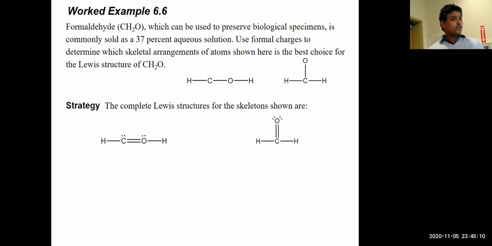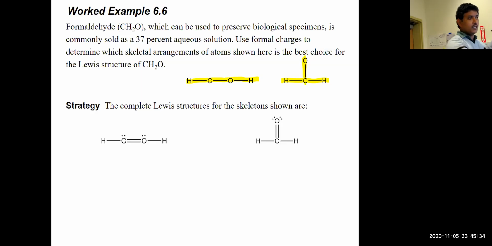Use formal charges to determine which skeletal arrangement of atoms shown here is the best choice for the Lewis structure of CH2O. This is what the question gave, and this is the basic framework they gave. So what we are going to do is use both of these frameworks and draw structures out of them.